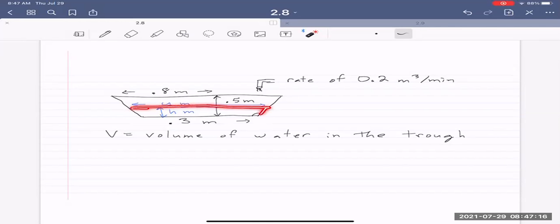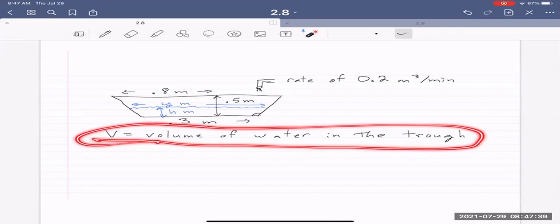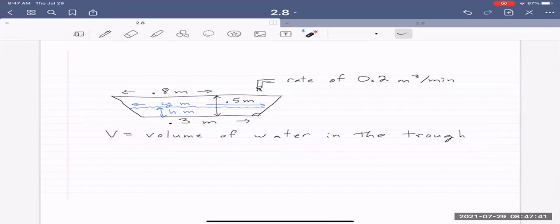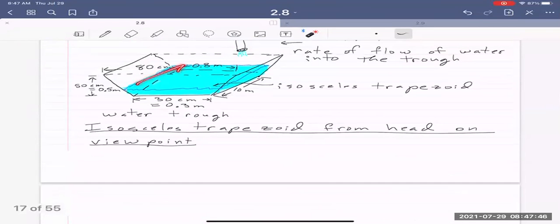Next, we have water. This water has some height. I'll call it H meters. And the top of this has some length. I'll call it Y meters. Okay, so let V denote the volume of the water in the trough. And so whatever this volume is, all this blue, whatever this volume is of that water, I'll call that V.